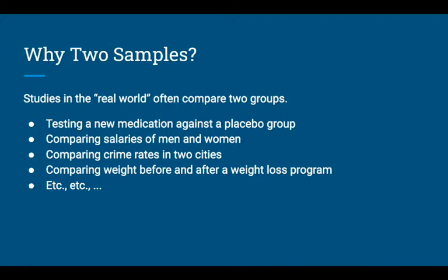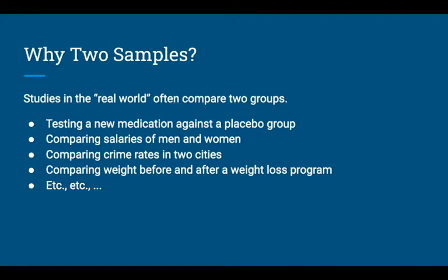Anytime a new medication is being tested, they usually use two groups of people, one that's receiving the medicine and one that's getting the placebo, so that they can compare results and they can compare side effects and all that kind of stuff that they need to be aware of before they can release a new medication. There's lots of statistics and reference to things like salaries of men and women being different, men being paid more than women for the same work.